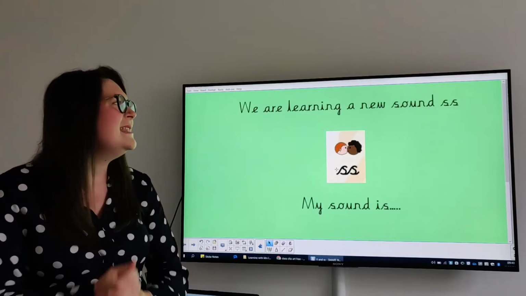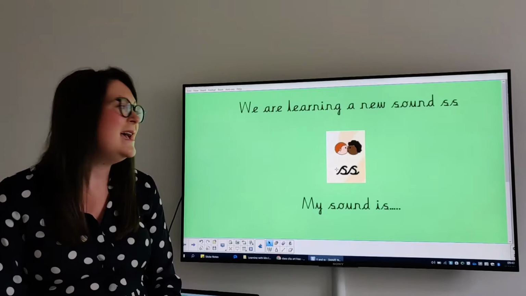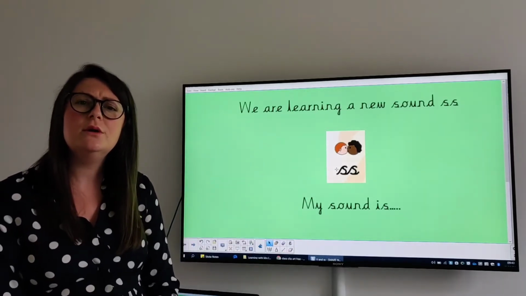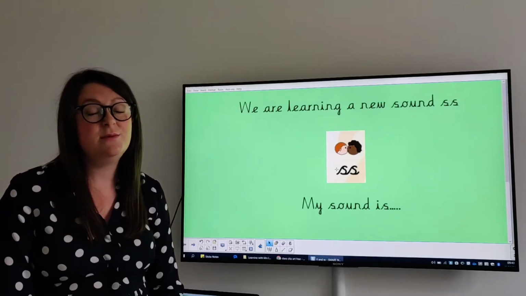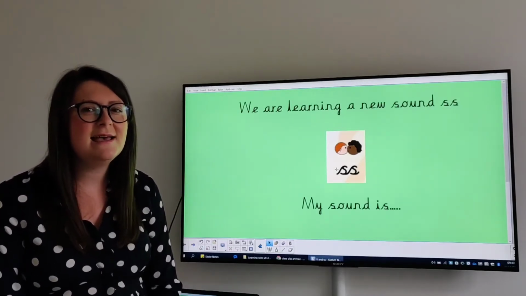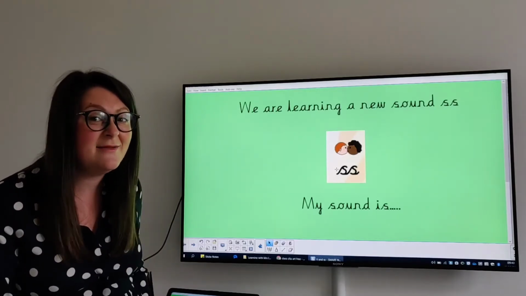Now today, the sound we are learning is made of two of the same letters. It's made of two letter S's. Now we already know the letter S, we've seen it before. So I wonder if you can remember what sound the letter S makes. Can you remember? It was the first one we ever did.